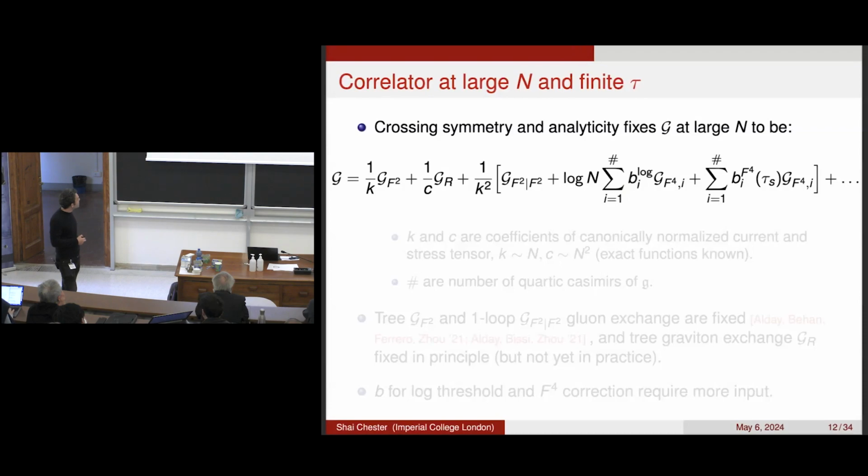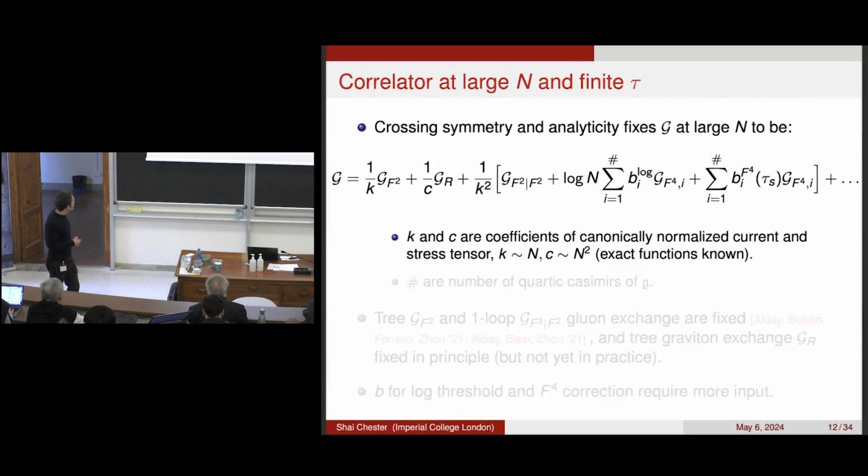At subleading order, there's a small set of functions you can write down, which is what I write here. These coefficients k and c: k scales linearly with n, and c is quadratic in n. The exact form is known, but it's not so important. So this is 1 over n, and all these other terms are 1 over n squared. These three terms are completely fixed by the constraints of crossing symmetry and analyticity, so they're a bit trivial, you might say. The terms that are non-trivial are these two sets of terms. For these terms, we only know how to fix them up to these coefficients b, where the number of coefficients b is related to the number of quartic Casimirs of the flavor symmetry.